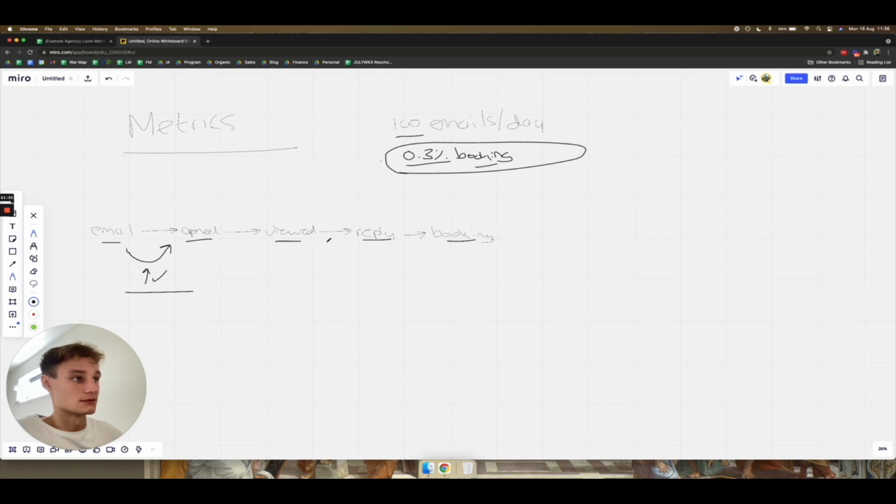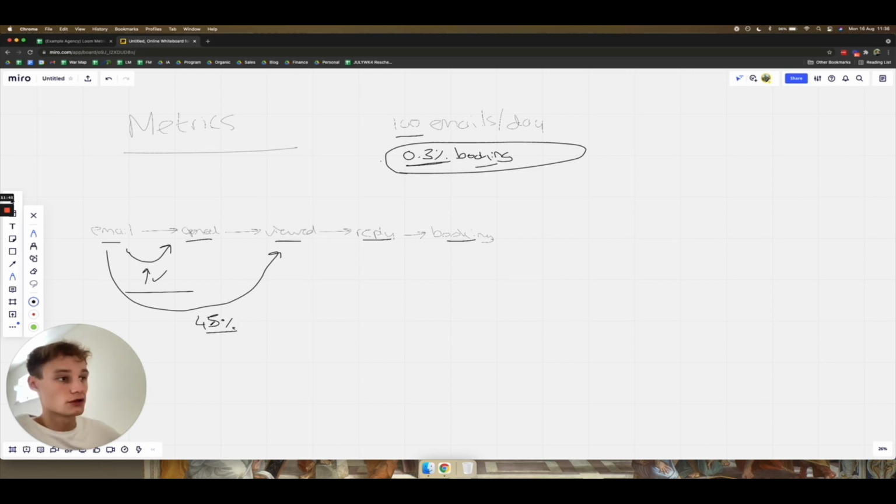Okay, so we can't track this system because it's a silly thing to do, but we can track the rest of these systems, right? So let's say we've got a 0.3% booking rate. So let's say that our email to Loom view here, because we're sort of skipping the open rate, let's say this is like 45%. Almost half of every email we send, we get someone to view our Loom.